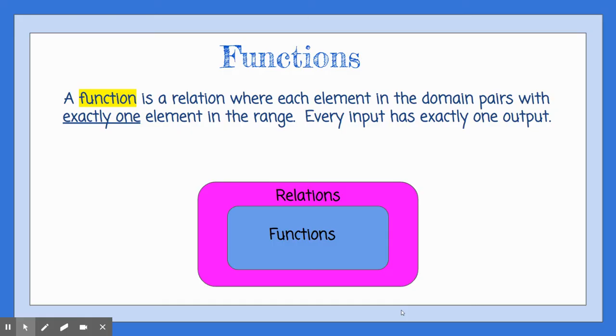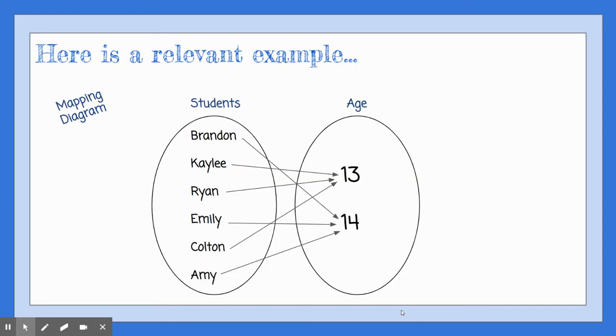Now, that's the formal definition, and I know it may sound confusing, but what we need to know when we're studying functions is that to determine if something is a function or not, a domain value cannot repeat. So the domain, remember, being our x-coordinates, cannot repeat for something to be a function. So let's take a look at a relevant example.